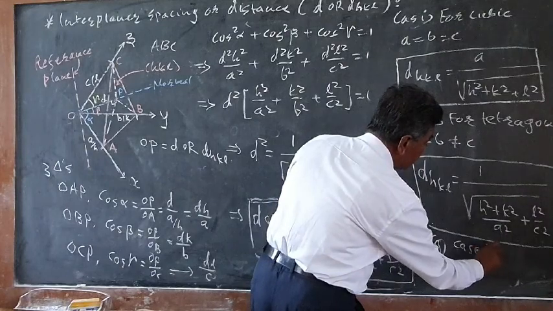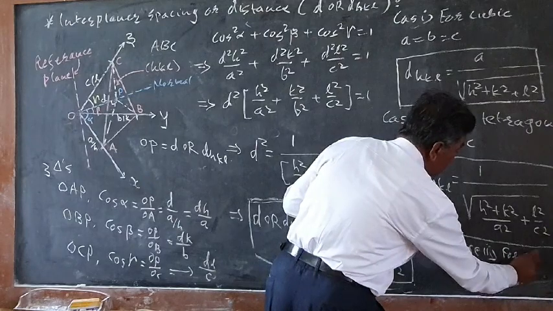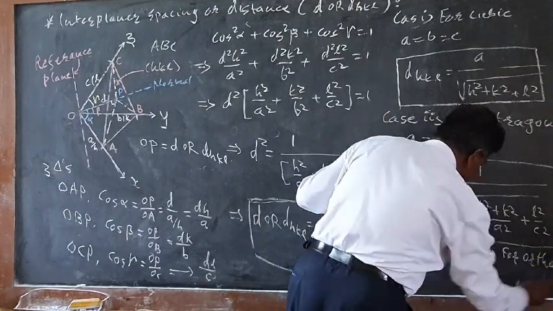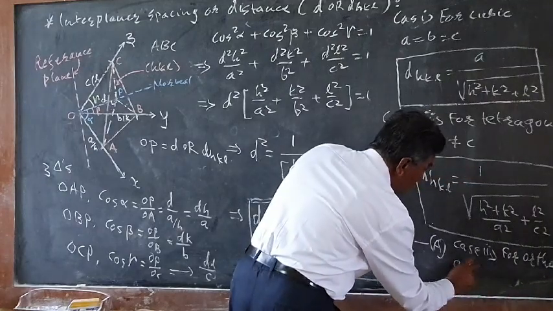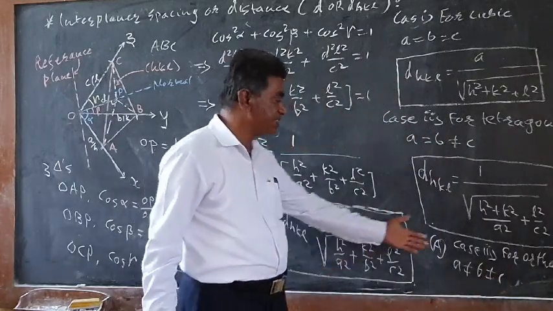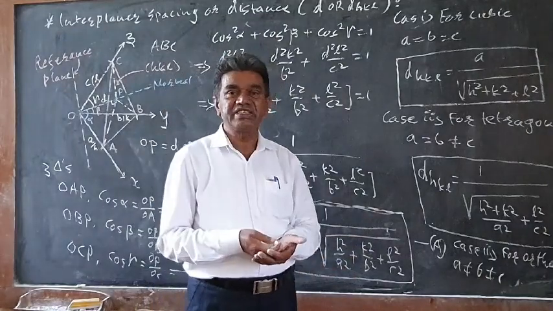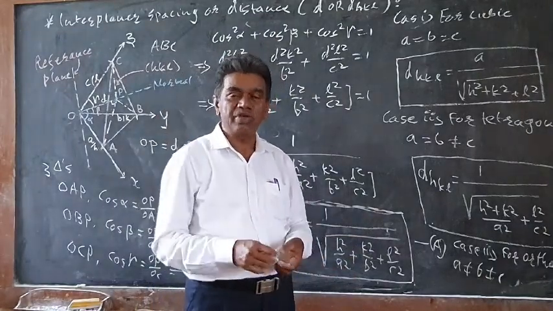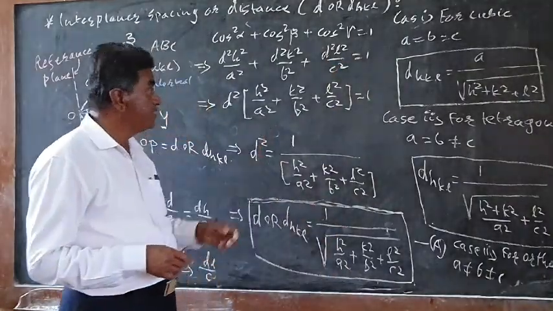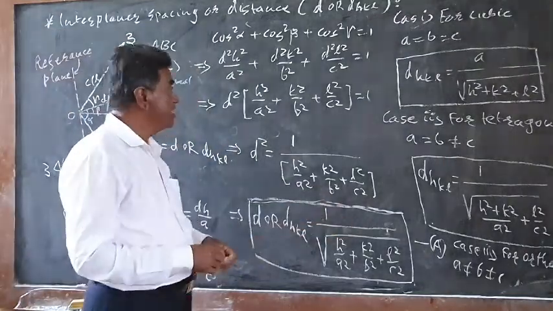And for case 3, the orthorhombic system, a is not equal to b is not equal to c, then the equation remains as it is. So equation A can be applied for orthogonal systems where alpha is equal to beta is equal to gamma is equal to 90 degrees. And this is the relationship between the interplanar spacing, lattice constants, and the Miller indices.